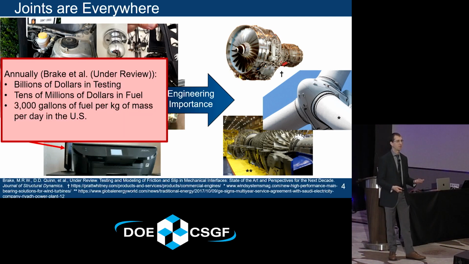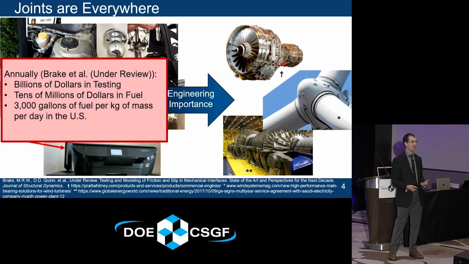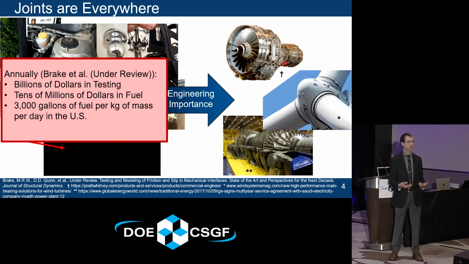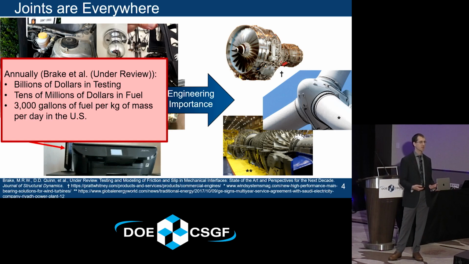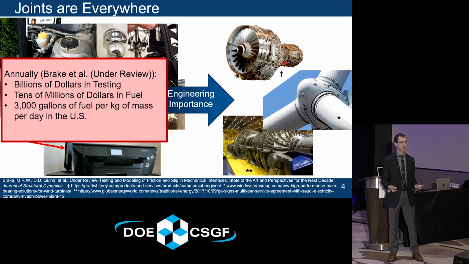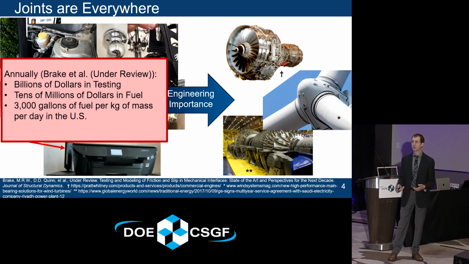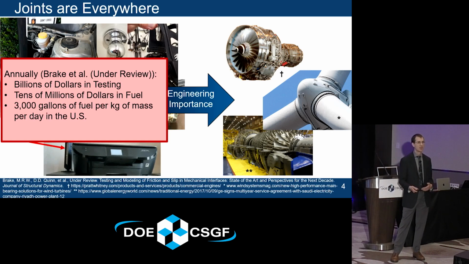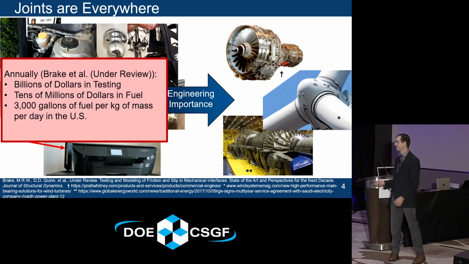Annually, an estimated billions of dollars is spent on vibration testing, and this can be attributed to a lack of an ability to predict vibration behavior before building a prototype of the structure. And jointed connections are one source of uncertainty in these predictions. This also results in an estimated tens of millions of dollars in fuel, with a calculation of 3,000 gallons of fuel per kilogram of mass on commercial airliners per day across the entire US commercial fleet. So there's quite significant fuel and monetary concerns with understanding vibration behavior, and if you can understand it early in the design process, you can improve designs, reduce weight, and improve efficiency.